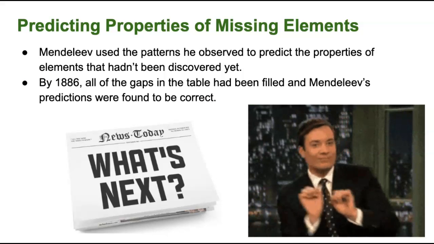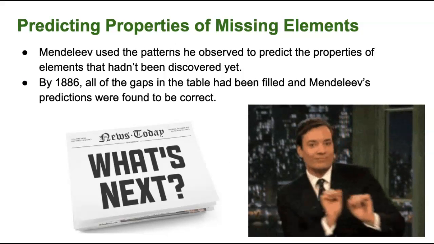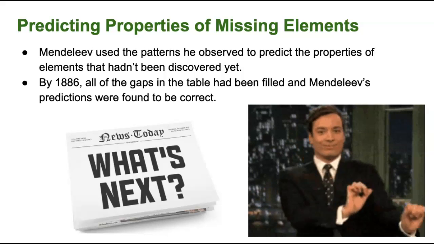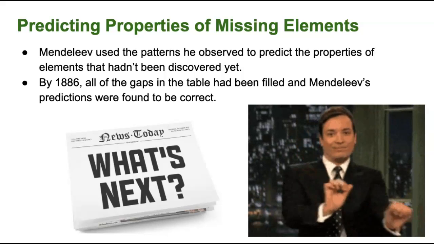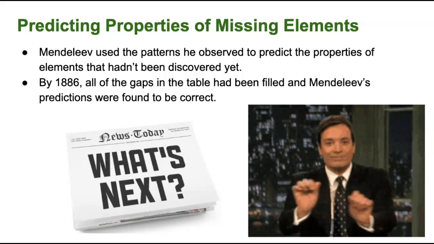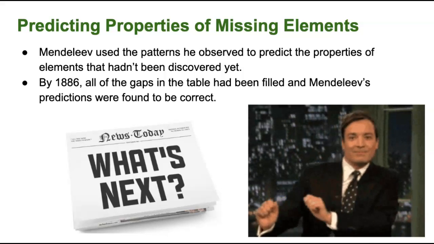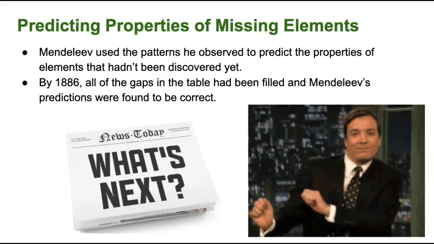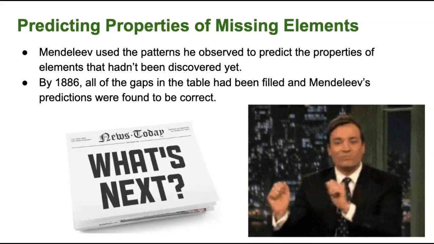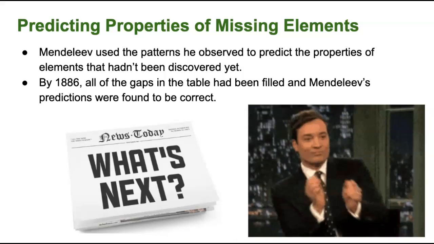Mendeleev was able to use these patterns that he observed to predict the properties of elements that hadn't even been discovered yet. And by 1886, all of the gaps in the table had been filled, and Mendeleev's predictions were all found to be correct. So now we know a great deal already in the late 1800s about matter, about elements.